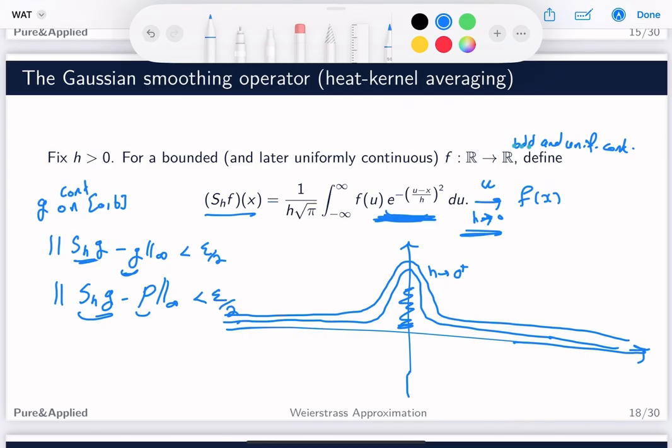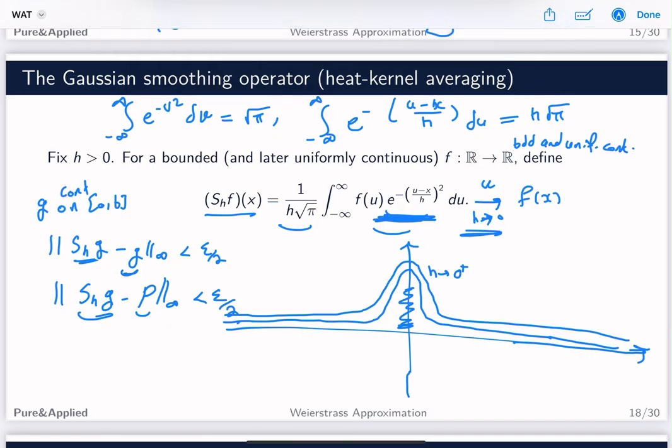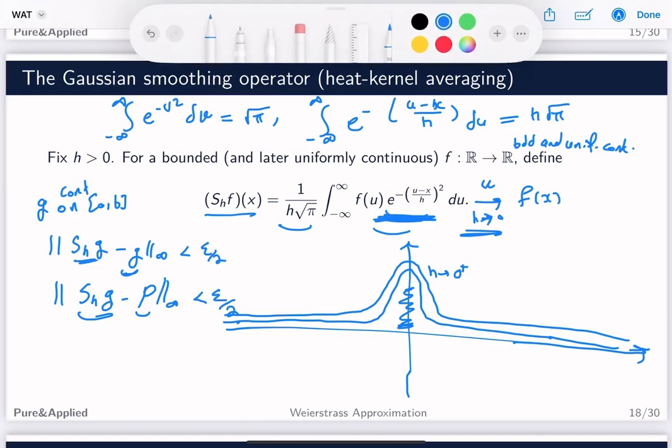Well, first of all, let me remind you that if you integrate this function, this is square root of pi, and if you integrate this kernel that we're using here, exponential of minus (u minus x over h) squared du, this is going to be exactly h square root of pi. So this normalization makes the kernel a probability kernel. And the idea behind the proof is the following. Let me quickly just write the idea.